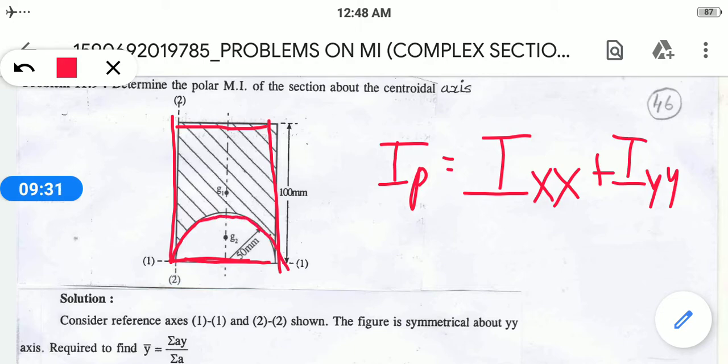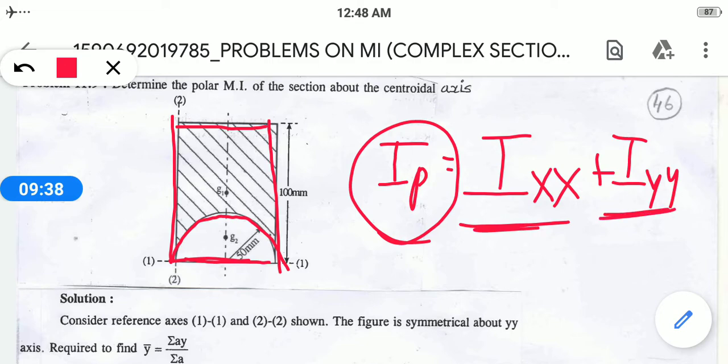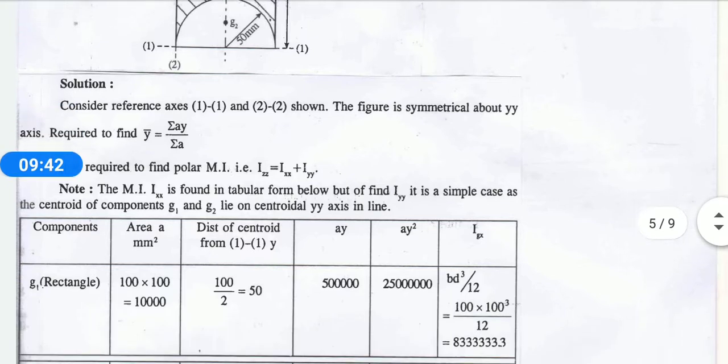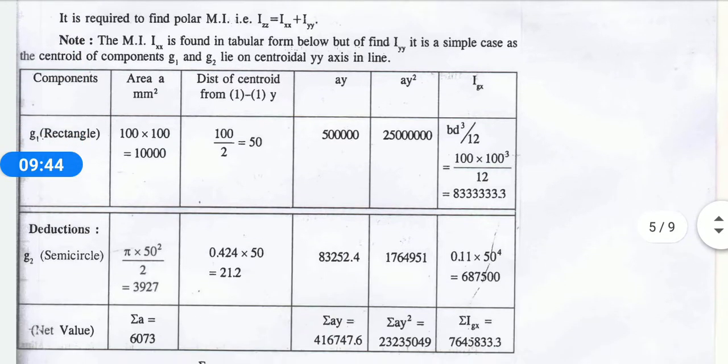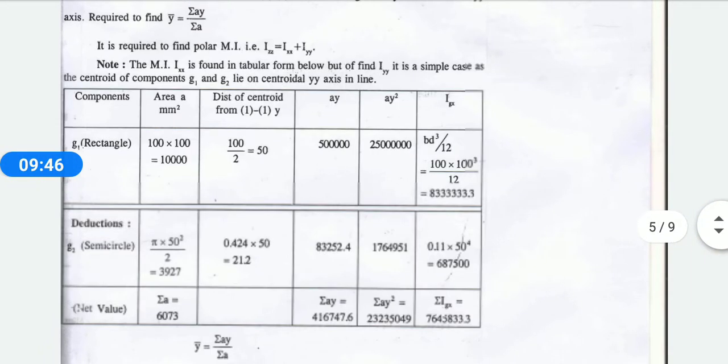Got it? This is a very simple problem, but we need to find the polar moment of inertia, so we need to get both I of xx and I of yy. According to the requirement, you can put the table. Here they had given only the I of gx.